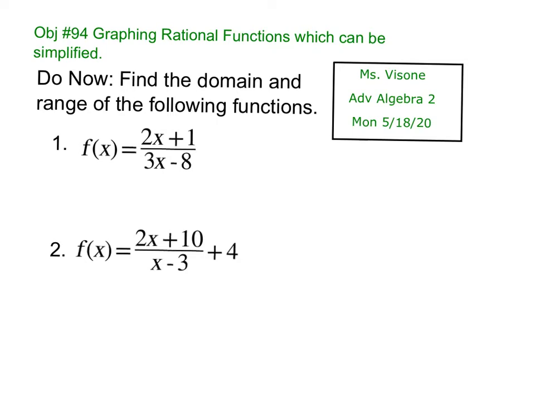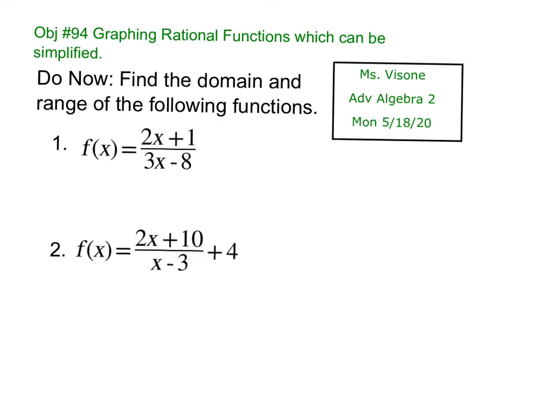Today we're talking about rational functions that can be simplified. What happens if you have a binomial in the numerator and denominator that can be canceled out? Before that, I want to jump in for a do now. Find the domain and range of these functions. Pause the video and do that.